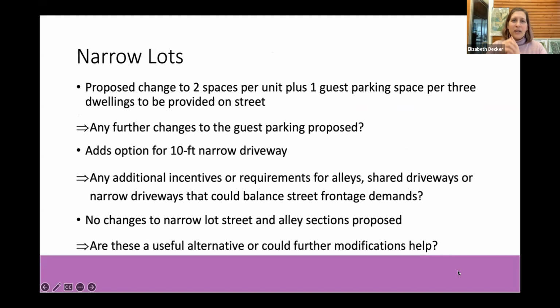All right, let's talk about narrow lots. The narrow lot standards are already in the code, right? These generally apply to any single family detached or townhouse where the lots are narrower than 40 feet.